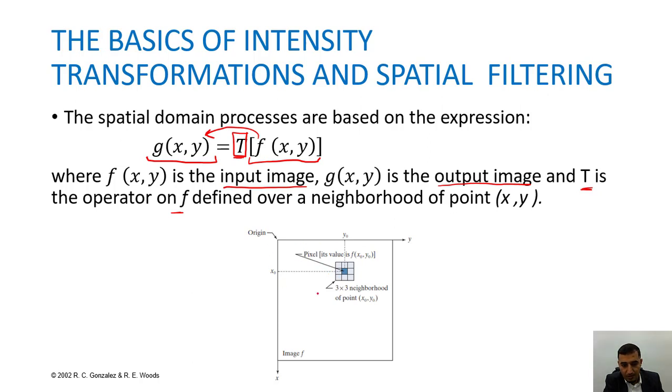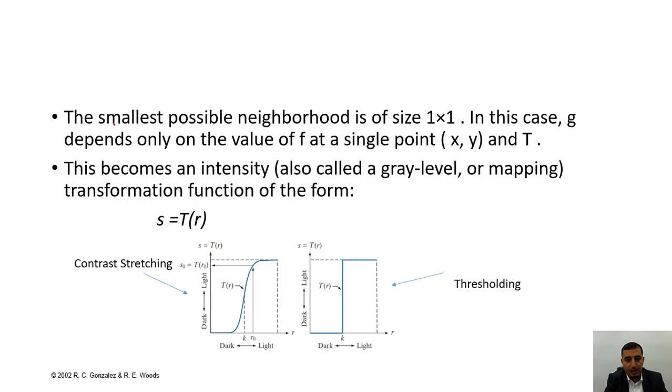For instance, if you look at this image, you can see that this is our image that has the values of f(x0, y0), and these are our 8 neighbors. So this is a 3x3 neighborhood of point (x0, y0). Today we are going to talk about all of these operations. The smallest possible neighborhood size is 1x1. Usually we take a 3x3, and usually the neighborhood sizes are odd numbers, so we need to be careful. We take 1, 3, 5 and so on. In this case, g depends only on the value of f. This is also called the gray level mapping or intensity transformation function.